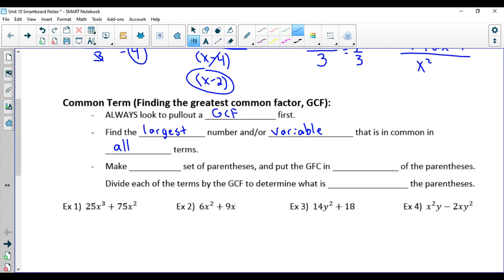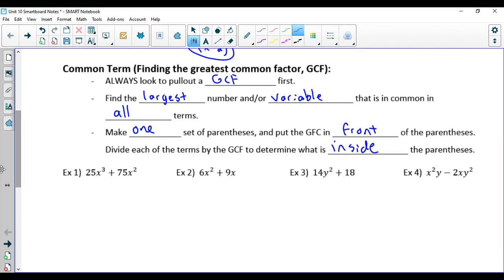Once you know what that common variable and or number is, you make one set of parentheses, put that GCF in front of the parentheses, and then you divide each of the terms by the GCF to determine what is inside the parentheses. Again, this should not be new to you. This is a review day, basically. Sometimes it has been a little while, but it's not new.